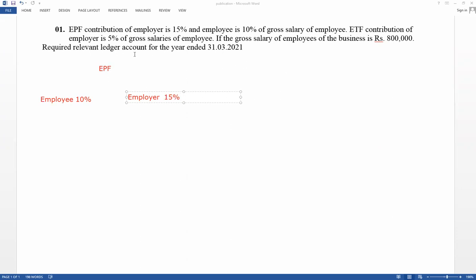ETF is also given. For ETF, only the employer gives a contribution. Employee Trust Fund, ETF, only employer gives their contribution. Employer means the business, and the given percentage here is 5%.